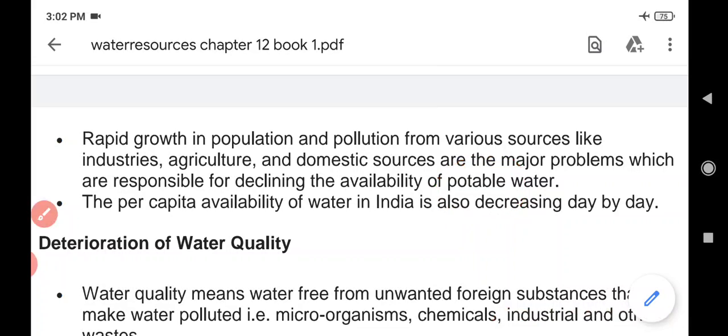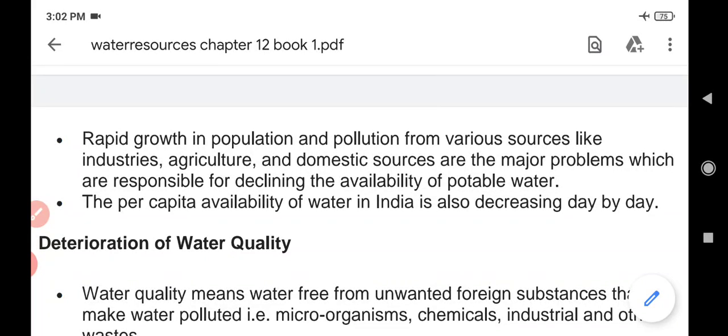Due to growing population, pollution is there from various sources like industries, agriculture, domestic sources, etc. And the per capita availability of water also is decreasing day by day. Because of more use of water, per person availability of water is decreasing day by day.